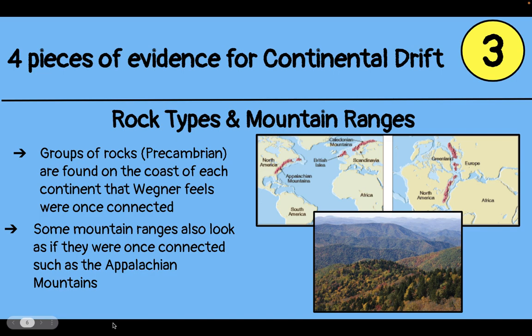He also found that some mountain ranges look as if they were once connected to the Appalachian Mountains. So that's kind of what this picture is describing. It's showing the Appalachian Mountains in the eastern United States, and it's showing that parts of Scotland and Europe were once connected. This picture here is just showing you the Appalachian Mountains now in the eastern United States.